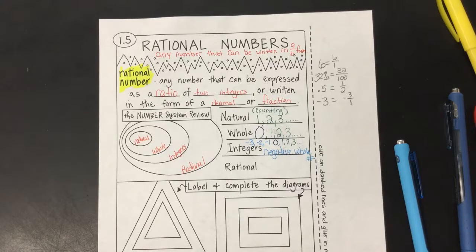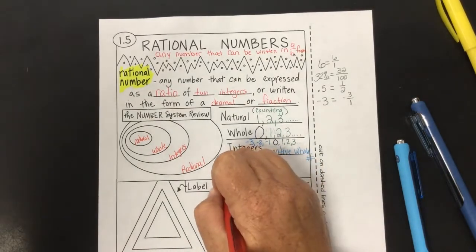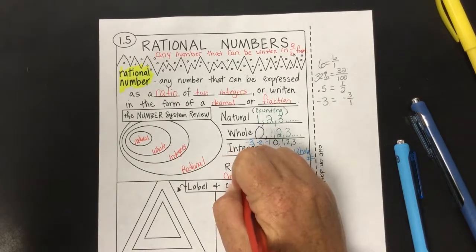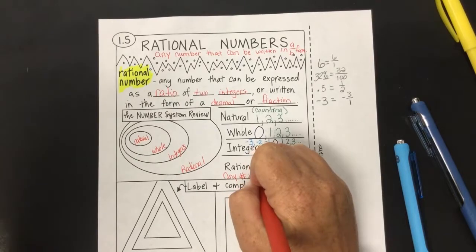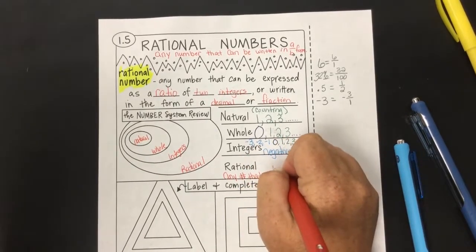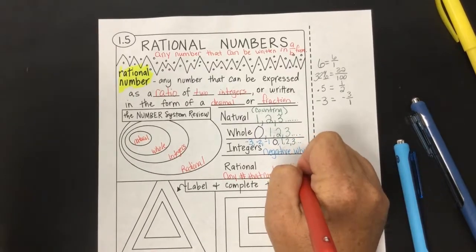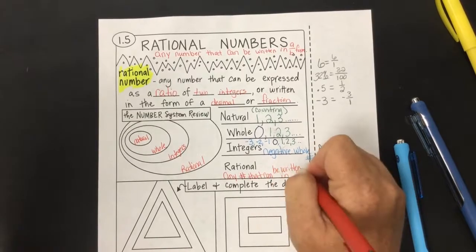And then last but certainly not least is rational numbers, and that is any number that can be written in A over B form.